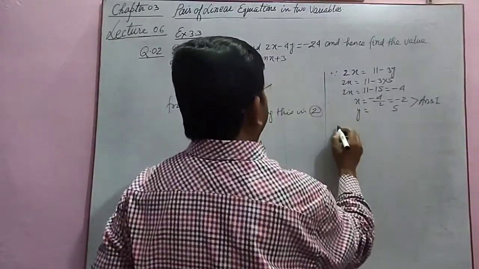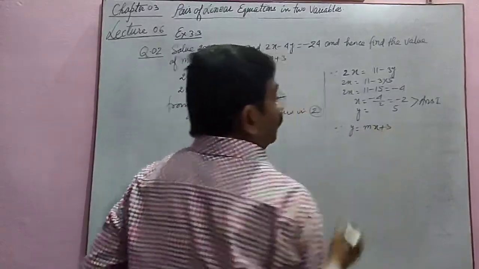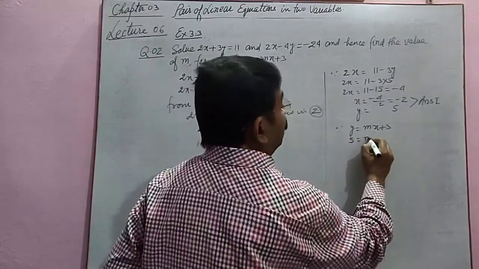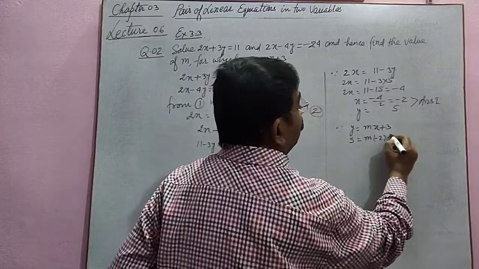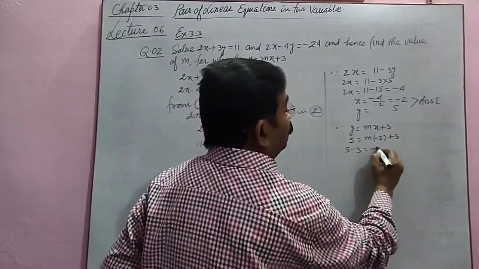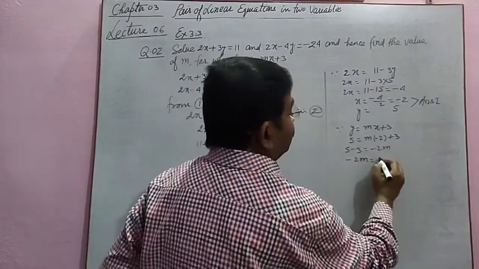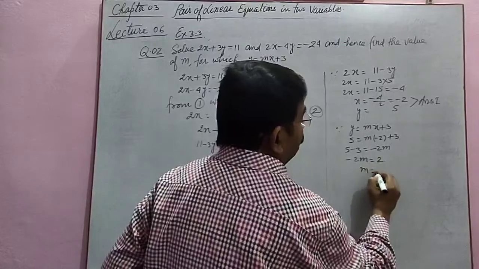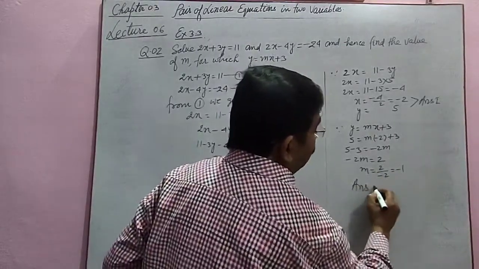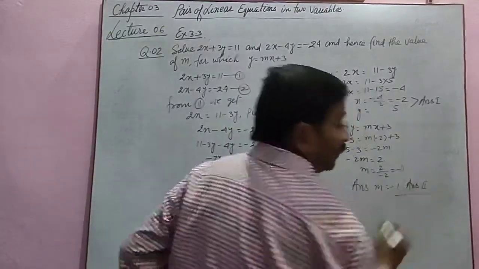Now since y is equal to mx plus 3, now put the value of x and y. y is 5 is equal to m into minus 2 plus 3. Bring this 3 this side. 5 minus 3 is equal to minus 2m. So minus 2m is equal to 5 minus 3 is equal to 2. m is equal to 2 upon minus 2 is equal to minus 1. So answer m is equal to minus 1. This is answer second. Alright.